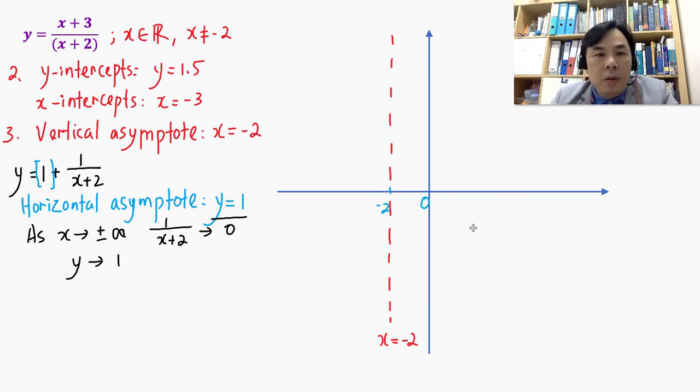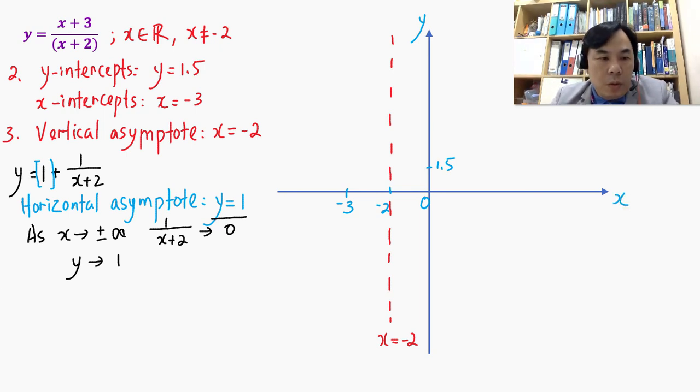Let me see what else. There's an x-intercept at -3 somewhere here. All right, and then there's a y, oh sorry, x-intercept at -3 here. Sorry, I put down the wrong one. And then the y-intercept at 1.5. So 1.5 most probably will be here. And then it's x and y.